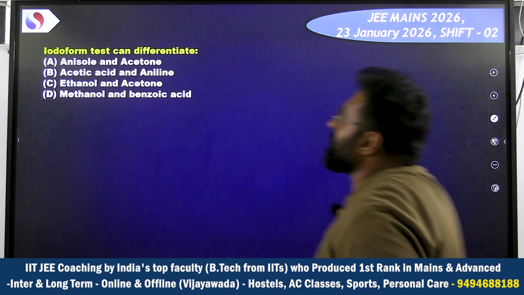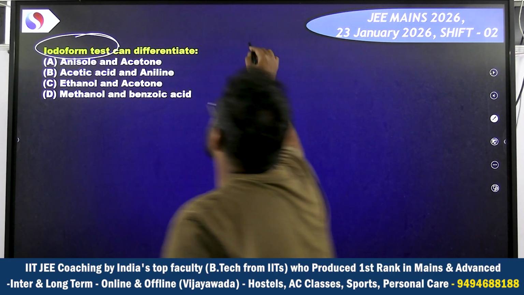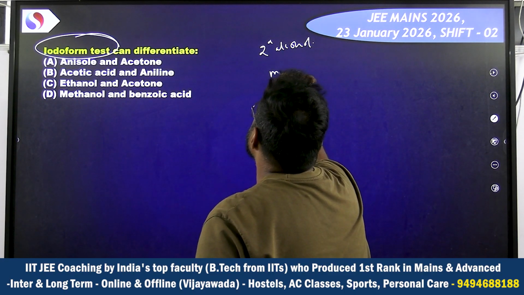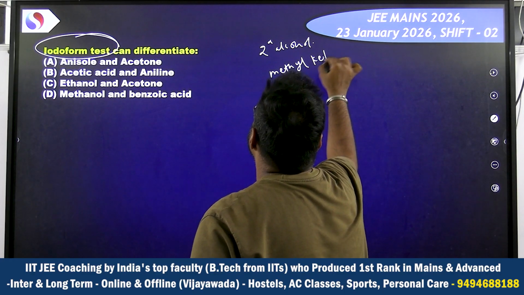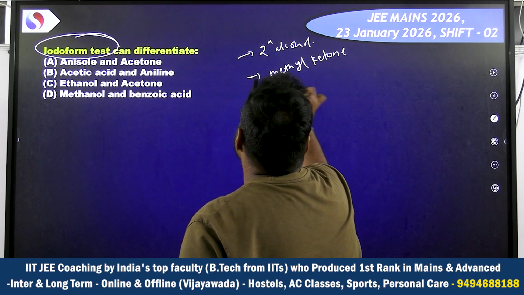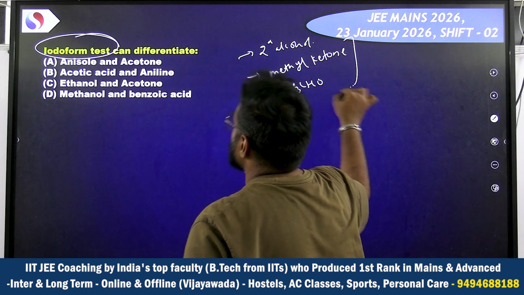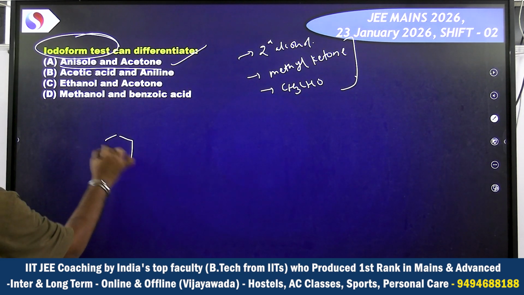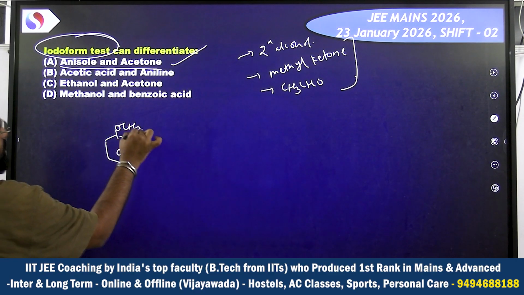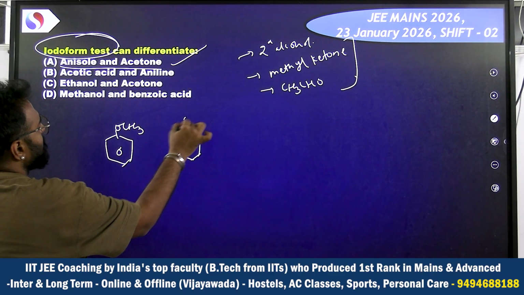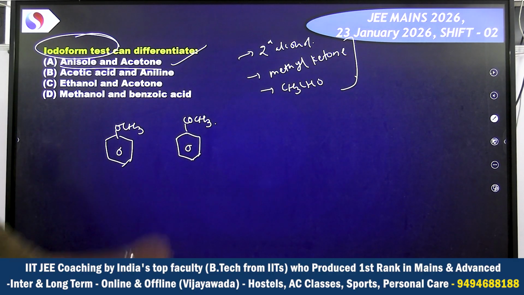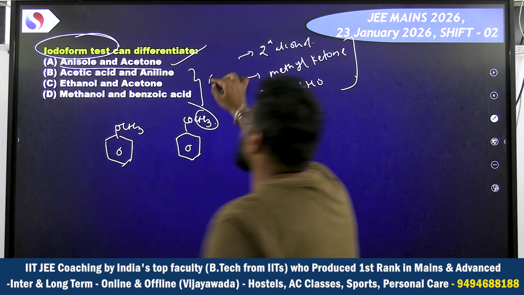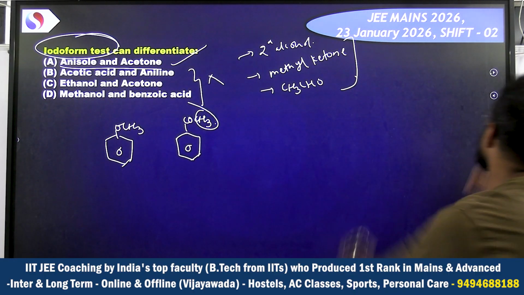The iodoform test can differentiate between which pair? Since the iodoform test is being discussed, who can give the iodoform test? 2 degree alcohol, methyl ketone, CH3CHO, these three can give it. So anisole and acetone, yes. What is anisole? This is anisole and this is acetone. This has a methyl ketone, so the first answer is correct. No other options will qualify, so the first option is correct.